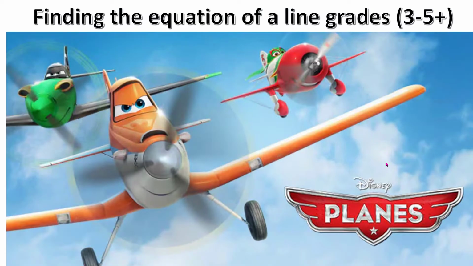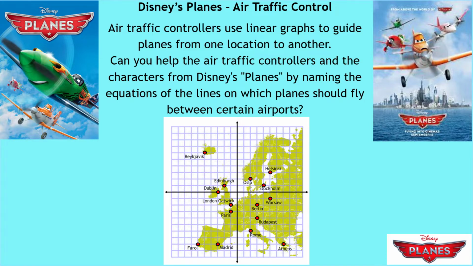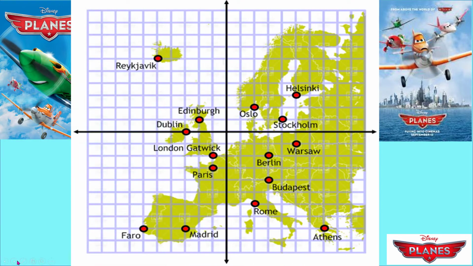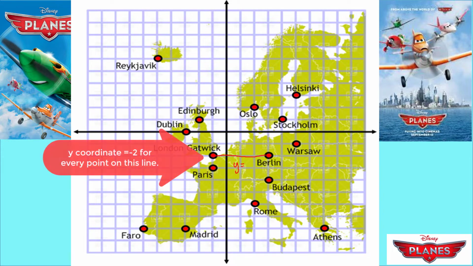Okay, angels, so you're finding an equation of a line, and these are grades 3 to 5+. So you're going to help the planes fly to different destinations using equations of lines. So I'm going to give you an example here. If I was flying from London Gatwick to Berlin, the equation of that line, can you see that will be y equals -1 -2. So that's the line y equals -2.